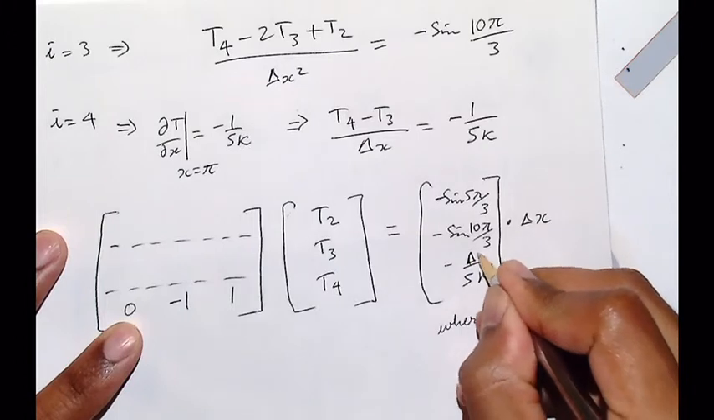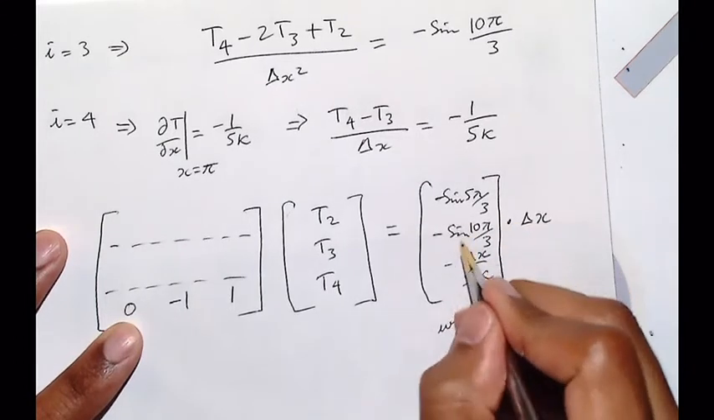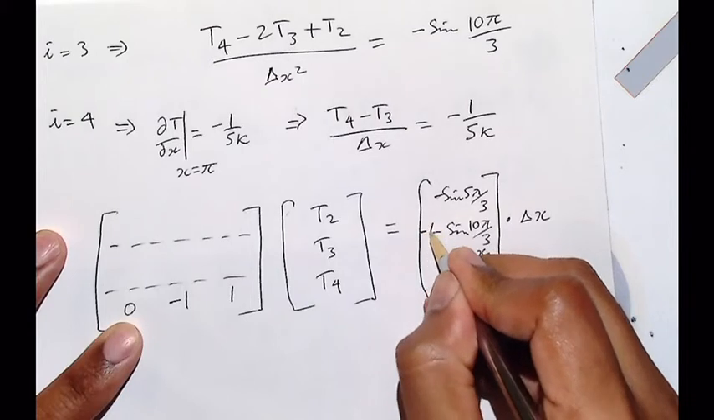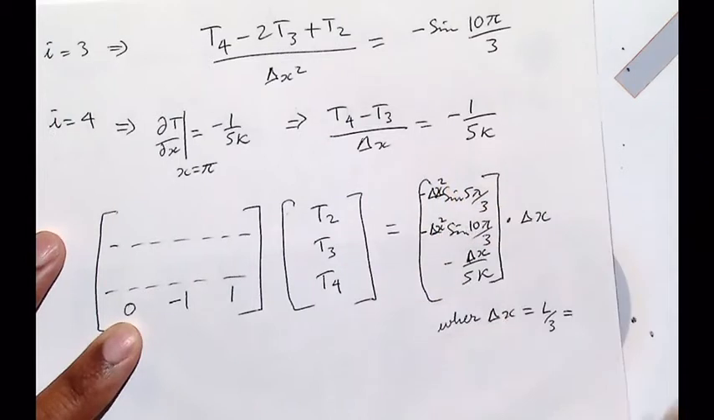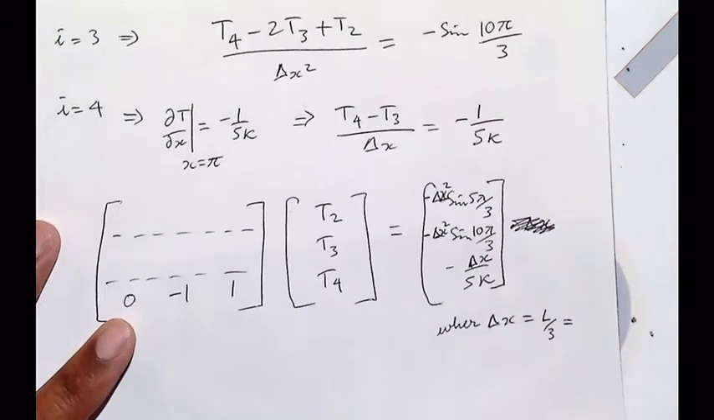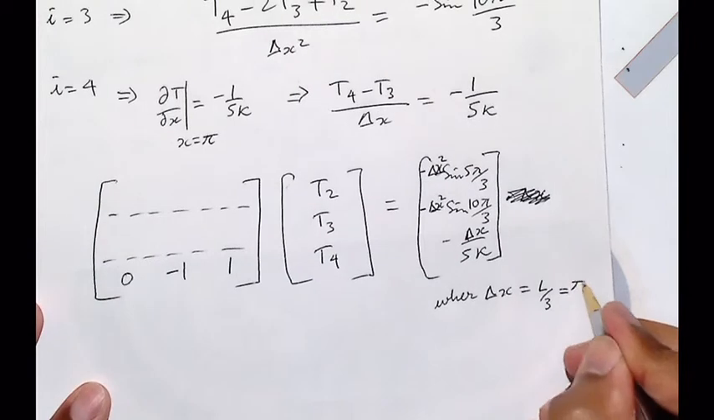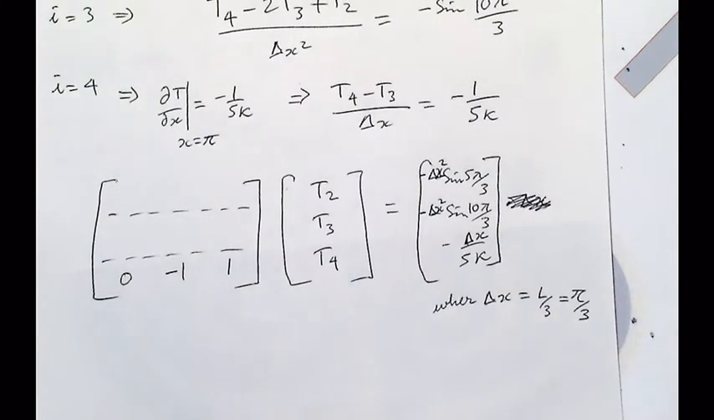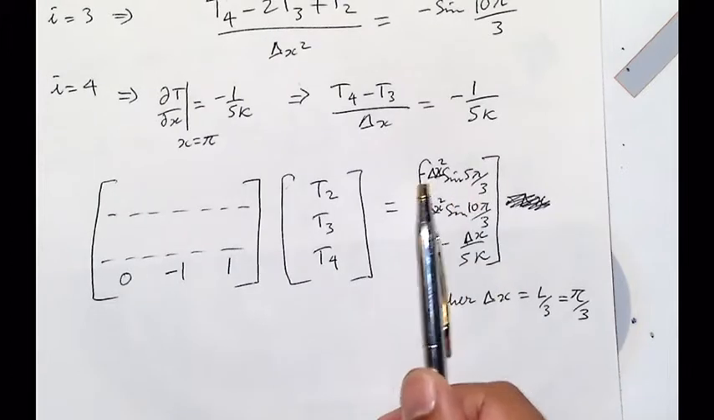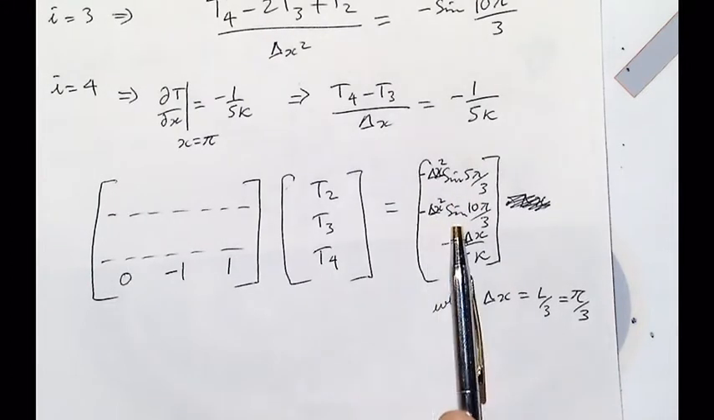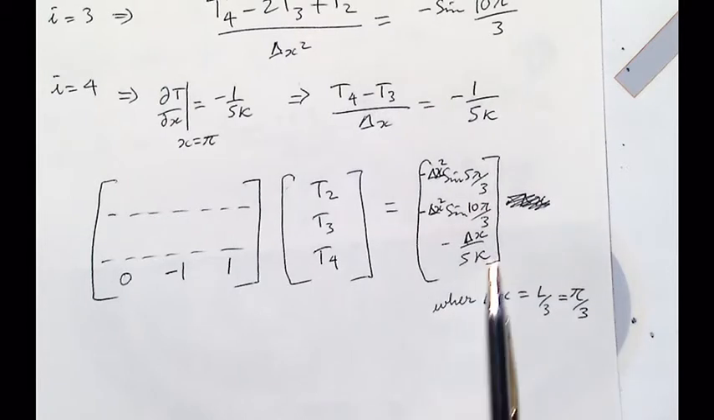So there's a delta x over here, but there's a delta x squared over here, right? So delta x squared. Delta x is pi over 3, not pi, because we divided by 3 cells. Yeah, we have divided our rod into 3 parts. Okay, so that's a delta x squared sine 5 pi over 3 minus in front. Again, delta x squared 10 pi over 3 minus, and that's here.